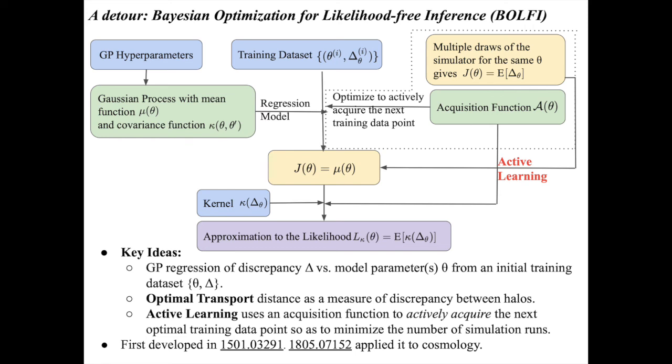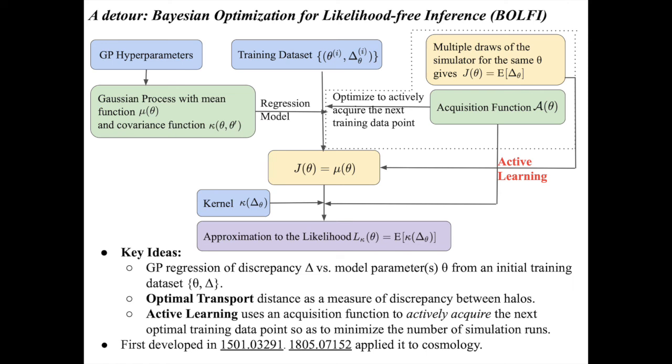I don't think I have enough time to explain this in detail, but I'm happy to take any question or chat after the talk. So the essential idea is that you have your initial training data set, which is composed of a pair of your theory parameter, that is the dark matter halo mass, and the distance, that is the OT distance between your simulated halo and the observed Milky Way halo. You then get a regression relation between the halo mass and the OT distance. And finally, active learning tells you, based on the current data, what is the best point to simulate next for the theory parameters in order to minimize the total number of simulations.